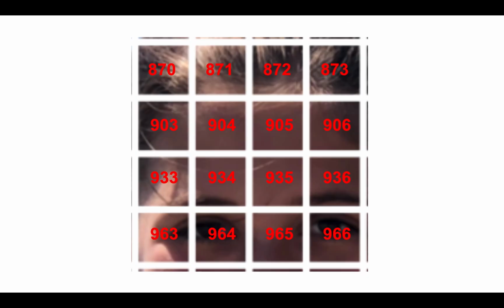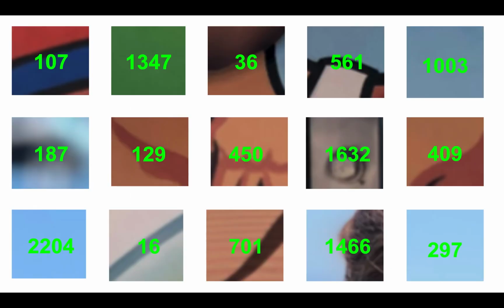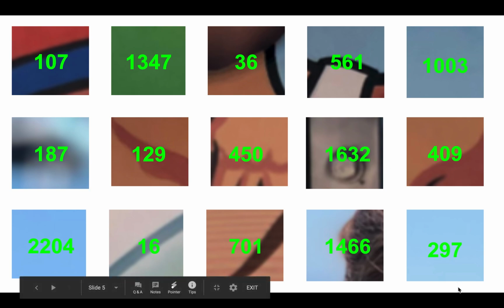Then what happens is the computer receives all the little packets of information, but it doesn't receive them in the correct order because they're all going through different parts of the pipeline. So when the computer receives the information, it might first get piece 107, then piece 1347, then 36, 561, 1003, and so forth. All these pieces are delivered to your computer, and then your computer has to sort them and put them back into order to rebuild the picture.